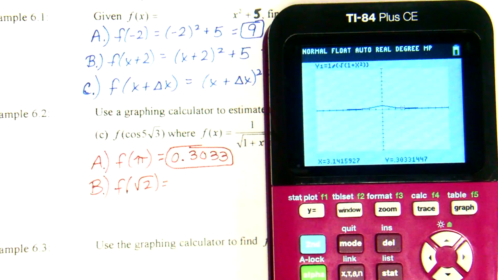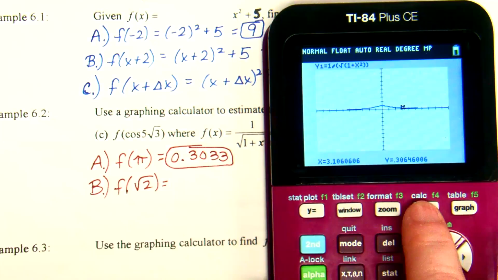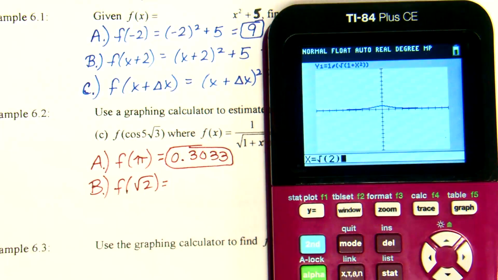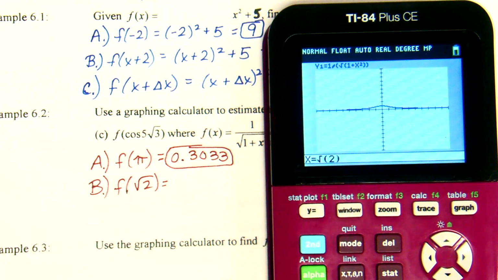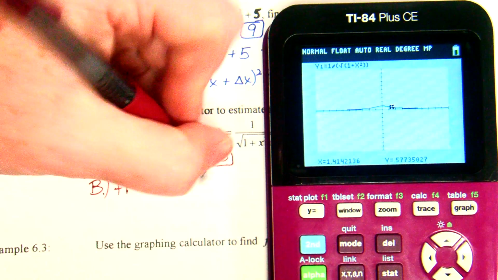B asked me to do f of what? Square root of 2. So, another way I can do this is instead of going into the trace menu and getting value, if I just hit trace, does it matter if something was already there? I don't think so. If I just hit trace and then I type in square root of 2, if you hit trace first and then start typing, it will pop it up and type it in as an x value. And so then you don't even have to go into that calc menu.